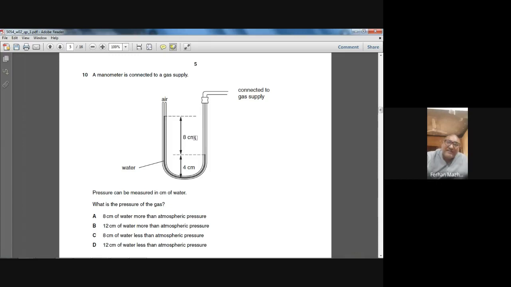So the difference between these levels is very important. The difference of level of the mercury in both the limbs is 8 centimeter. It means the pressure of the gas is 8 centimeter more than the atmospheric pressure. It means that the pressure of the gas is 8 centimeter of water more than the atmospheric pressure. So what is the pressure of the gas? Clearly A is the choice.